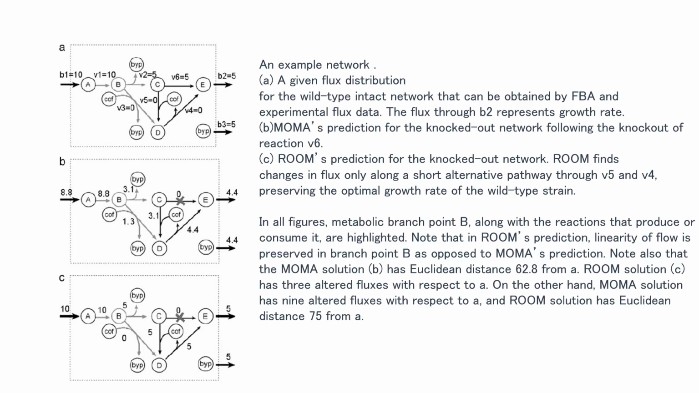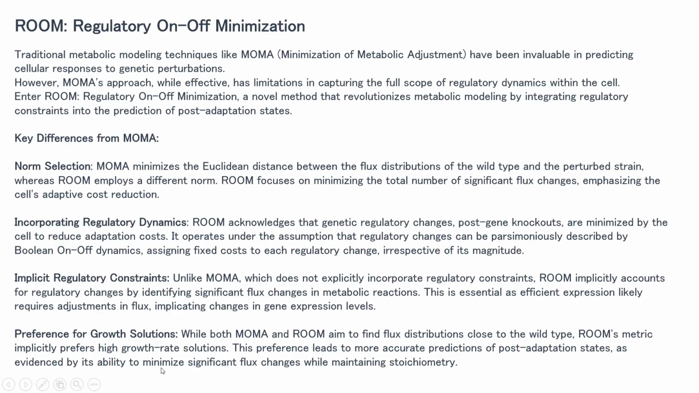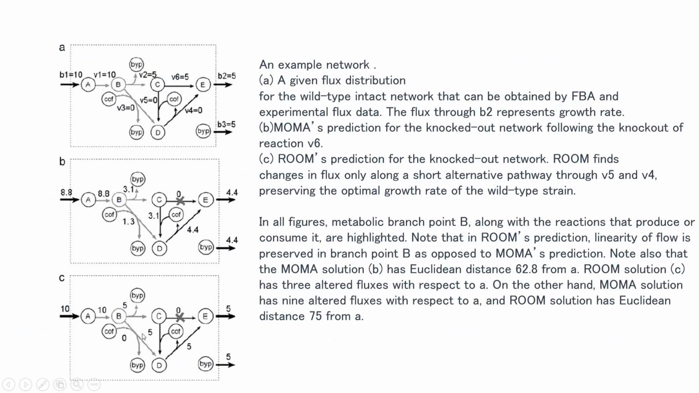So this first one is the wild type network that can be obtained by FBA experimental data. The flux through B2 represents the growth rate. Panel B is MoMA's prediction for the knocked out network following deletion of V6. The last one is ROOM's prediction for the knocked out network.